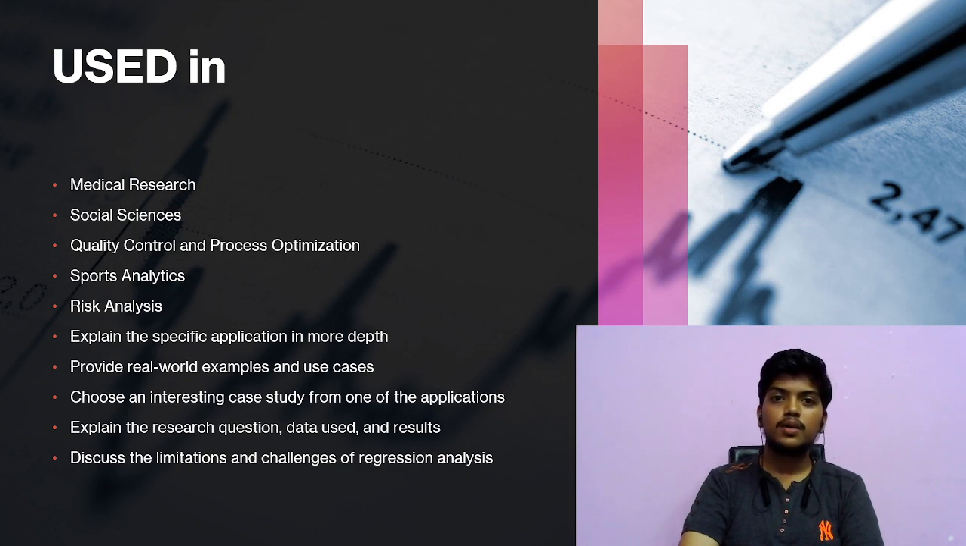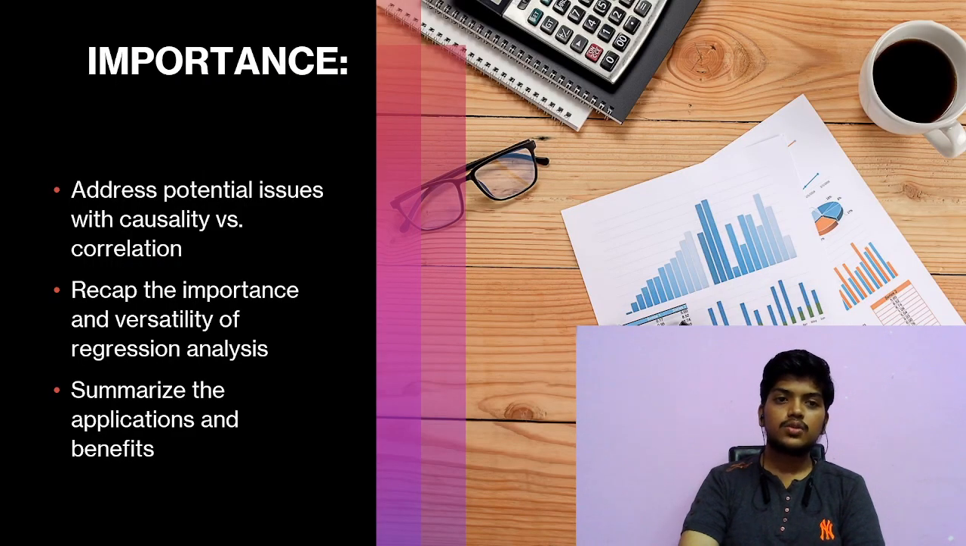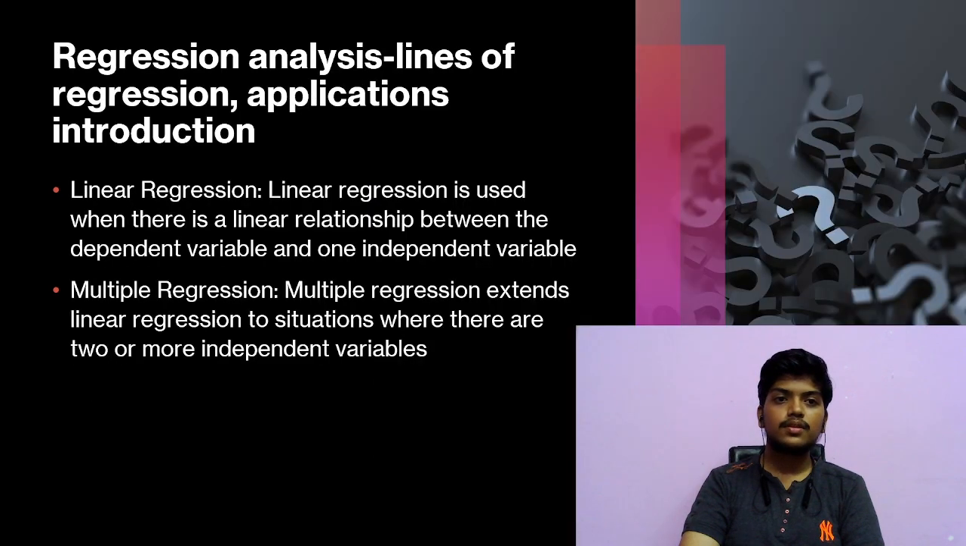explain the specific applications in more depth, provide real world examples, choose an interesting case study from one of its applications, research questions, data used and results, limitations and challenges of regression analysis. So its importance is to address potential issues with causality versus correlation, recap the importance and versatility of regression analysis, summarize the applications and benefits.